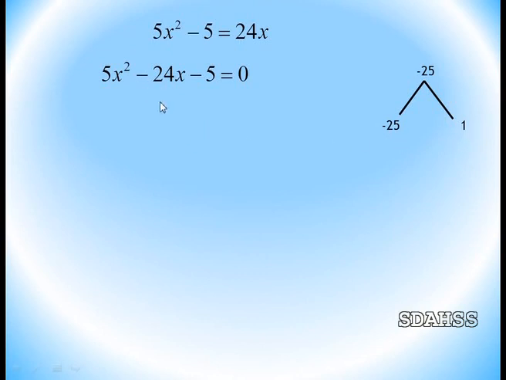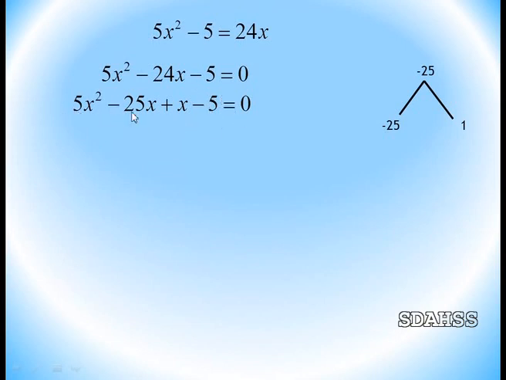So this equation becomes 5x square. You keep the first term 5x square as it is. In the place of minus 24x, you have to write minus 25x plus x and keep the last term as it is, minus 5 equal to 0.